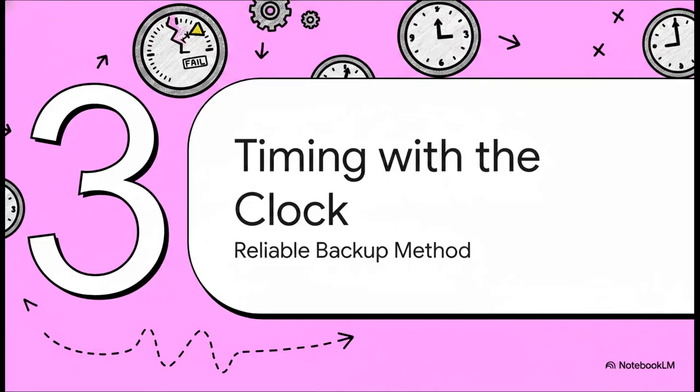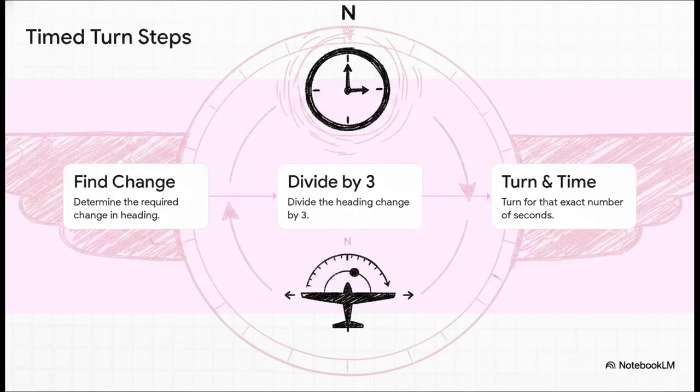Moving on to section 3, timing with the clock, the reliable backup method. So what happens if your gyro is unserviceable? You step down the hierarchy. For executing a timed standard rate turn, step 1, determine the required change in heading. Step 2, divide the heading change by 3. Step 3, turn for that exact number of seconds. Remember our 3 degrees per second rule? If you need a 150-degree right turn, divide 150 by 3. It'll take exactly 50 seconds.